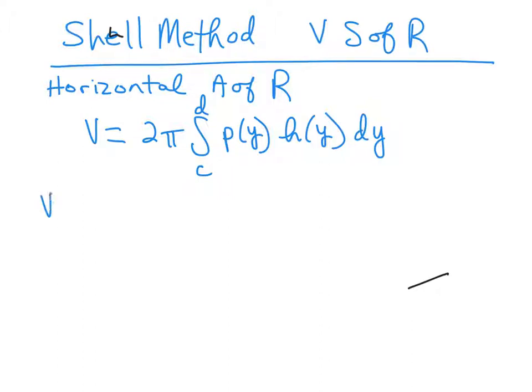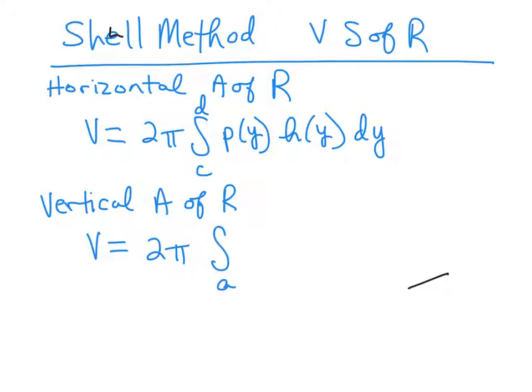If we have a vertical axis of revolution, then we're going to work in terms of x. So the volume will equal 2 pi times the integral from a to b of p of x, h of x, dx.